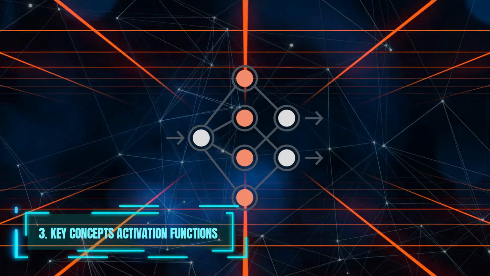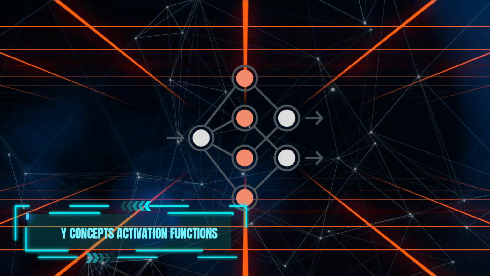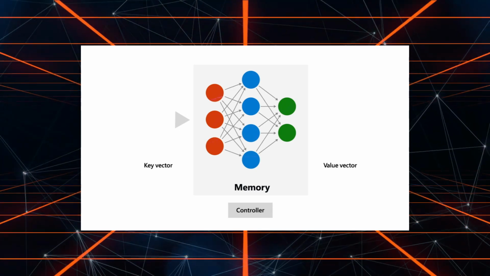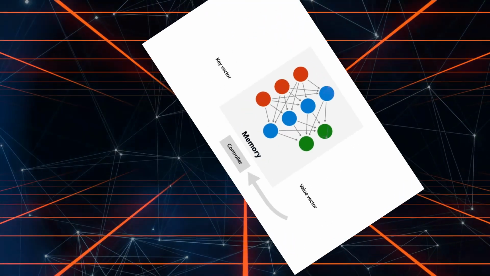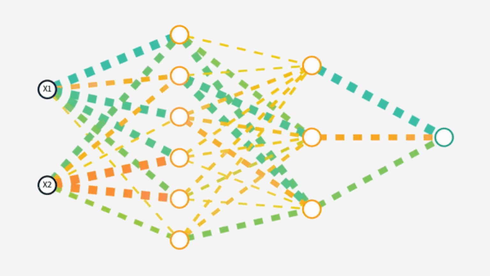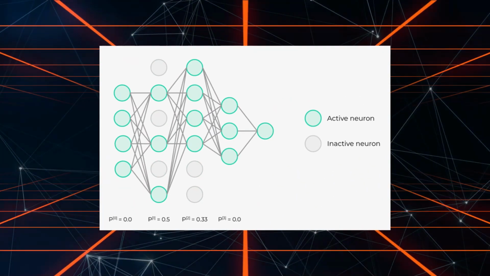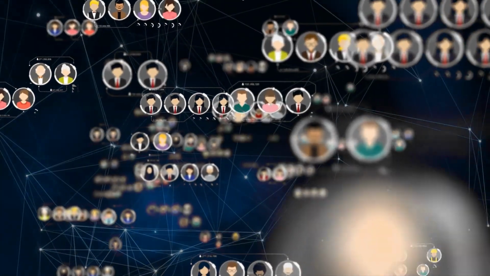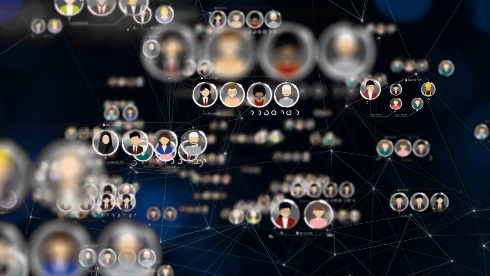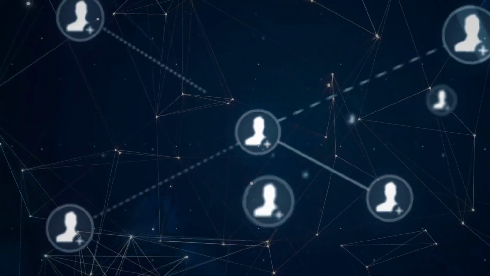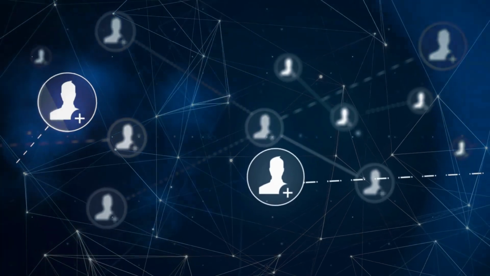3. Key concepts. Activation functions. Determines if a neuron should be activated or not. It introduces nonlinearity into the model, helping the network learn complex patterns. Forward propagation. Process of moving input data through the network to generate output. Loss function. Measures the difference between the network's prediction and the actual result. Backpropagation. Algorithm used to minimize the loss function by adjusting the network's weights and biases.